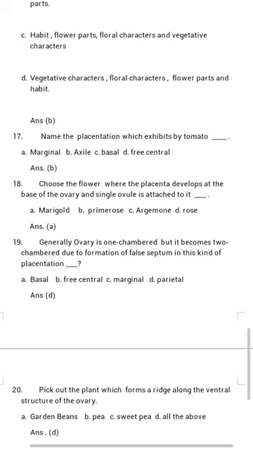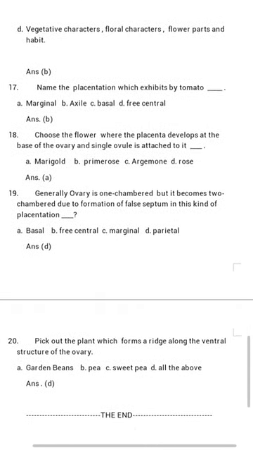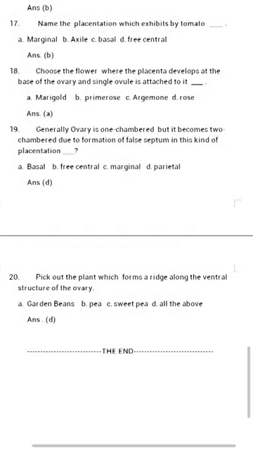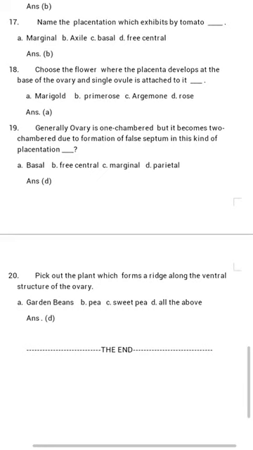Students, tomato and lemon exhibit a variety of placentation, that is axial placentation. So the correct option for this question is option B. Next, 18th question. Choose the flower where the placenta develops at the base of the ovary and a single ovule is attached to it. This is a very important concept for theory exams and competitive examinations also. Now let us see options. A, marigold flower. B, primrose. C, argemone. D, rose flower.